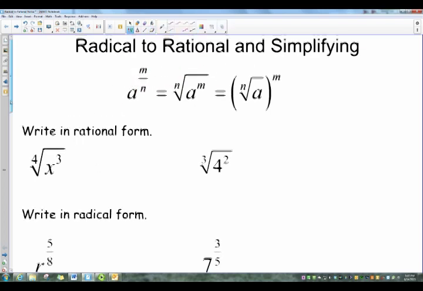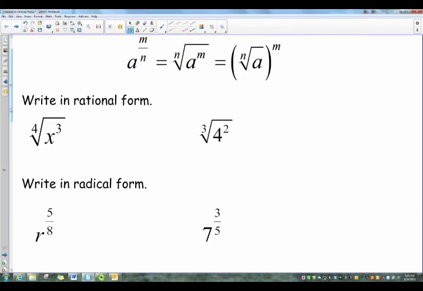Alright, so let's look at these and see if we can make some sense of them. So in this first one, they want you to write this in rational form. So basically, they're giving it to you as a radical. You've got to rewrite it to where you have a fraction exponent. So I've got the fourth root of x cubed. Now, we know that our base is going to be x. That doesn't change. Okay, the number on the outside, our index, is the denominator of our fraction. And then the number that this thing is being raised to becomes my numerator, so the 3 goes there. And so I have the fourth root of x cubed is the same thing as x to the 3/4 power.